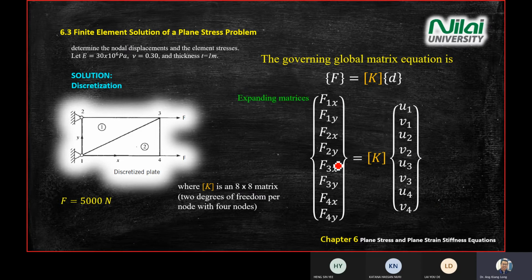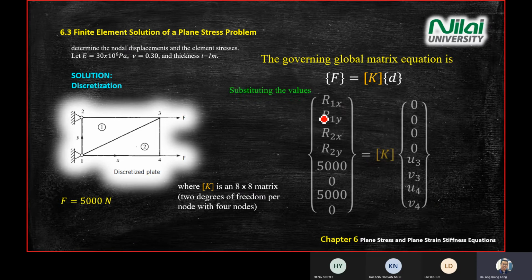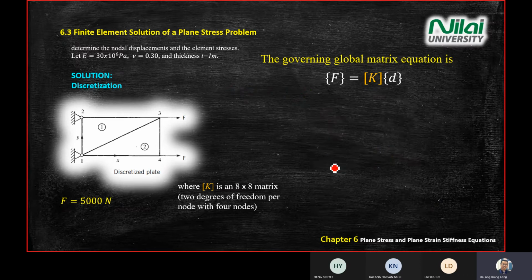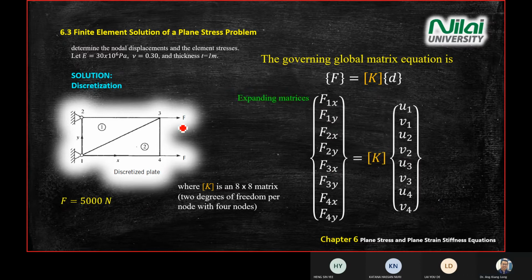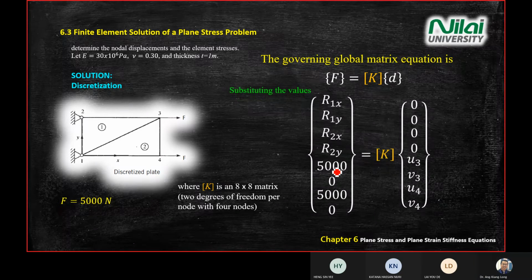So the F matrix, I substitute the values for you. So F1x will become R1x. You can continue to use F1x, no problem, but I just substitute the respective number there. So you can see point number 3, the direction is along the x-axis, so I replace F3x with 5,000. There's no y direction for point number 3, so 0.